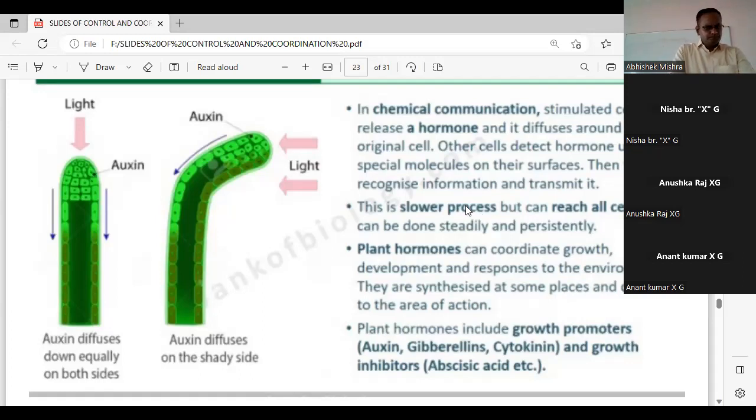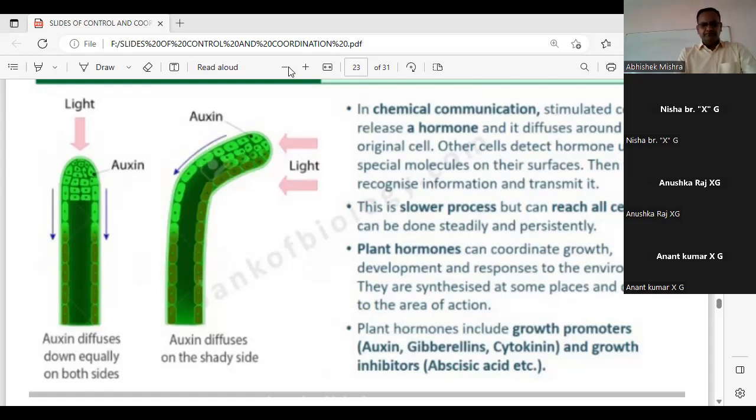Here, two stems are shown. In the first one, the light is coming vertically from above, so nothing special is happening. But in the second one, as the light is coming from the side, the diffusion of oxygen is held on the side away from the light, which results in the sideward growth of the stem. Very good, Anushka. Then let me ask this question to Ria.